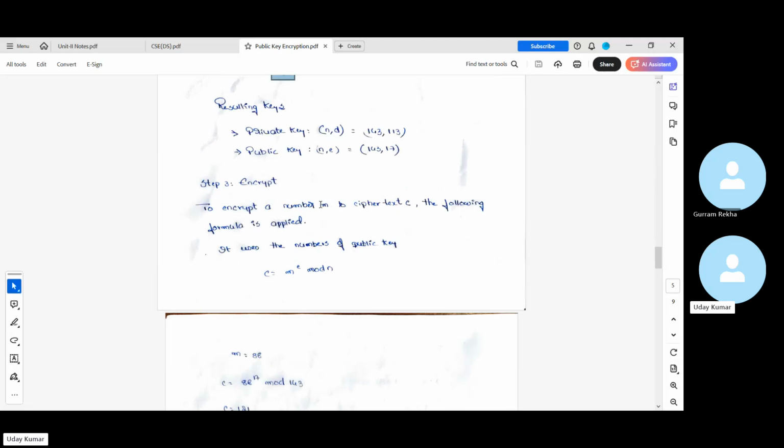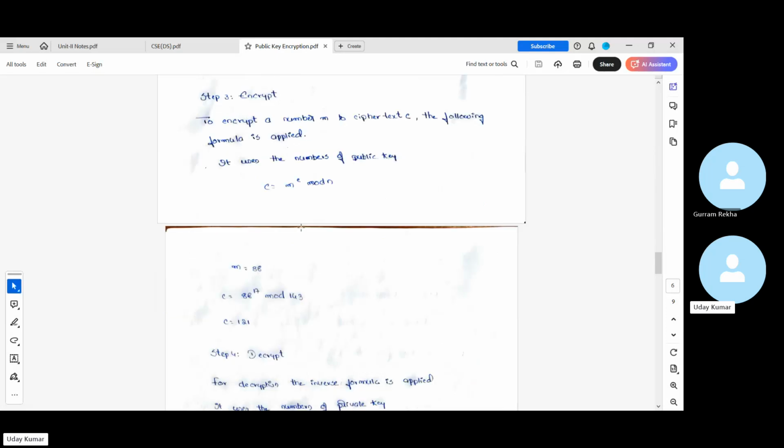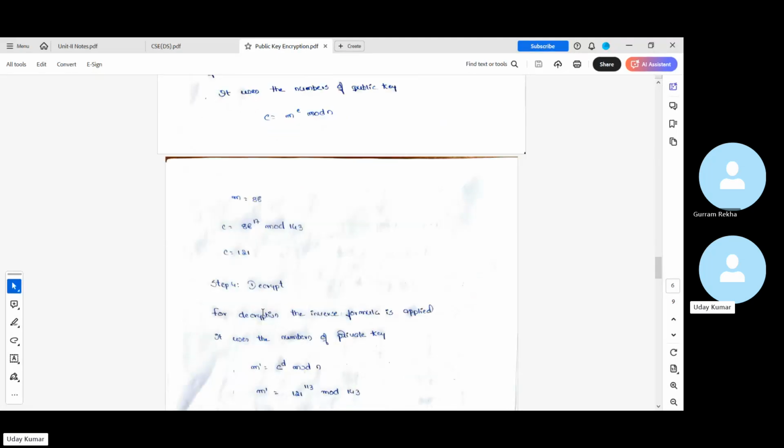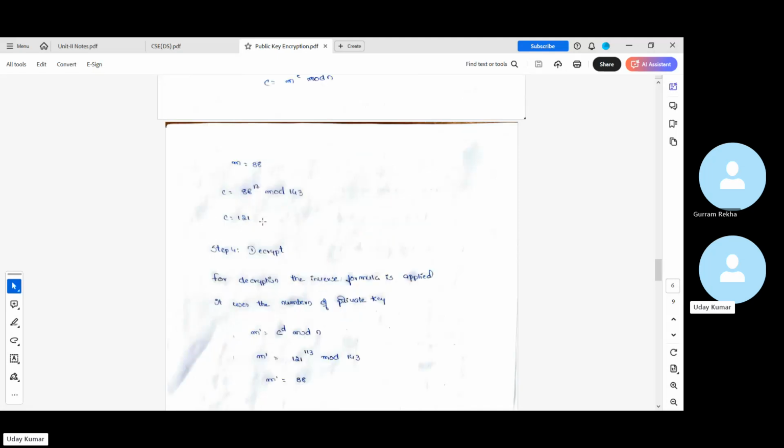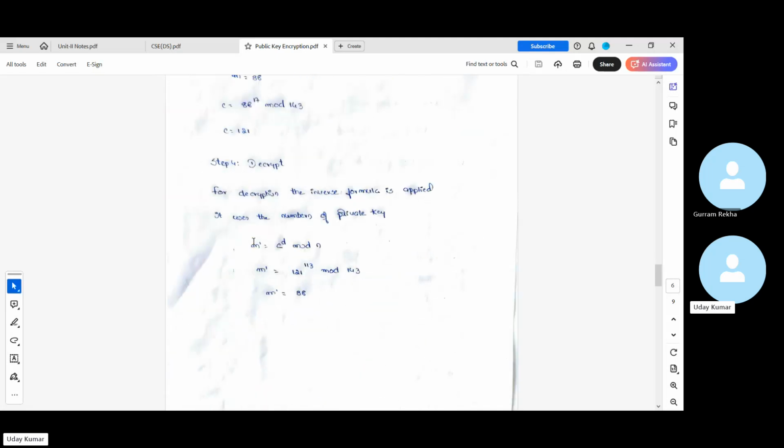Once you have identified the keys, do the encryption. To encrypt a number m to a ciphertext c, the following formula is applied: c equals m power e mod n. Suppose m is 88, then 88 power 17 mod 143 is 121. Decryption is the inverse of encryption, right? That's why m equals c power d mod n. 121 power 113 mod 143 is again 88.